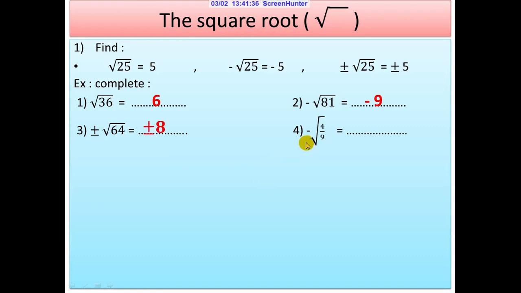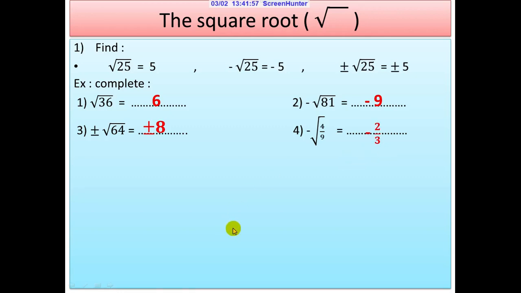Number 4, he asked me here to take the negative square root of 4 over 9. To find the square root of a rational number formed from a numerator and denominator, we find the square root of the numerator and denominator at the same time. It will be equal to negative 2 over 3.